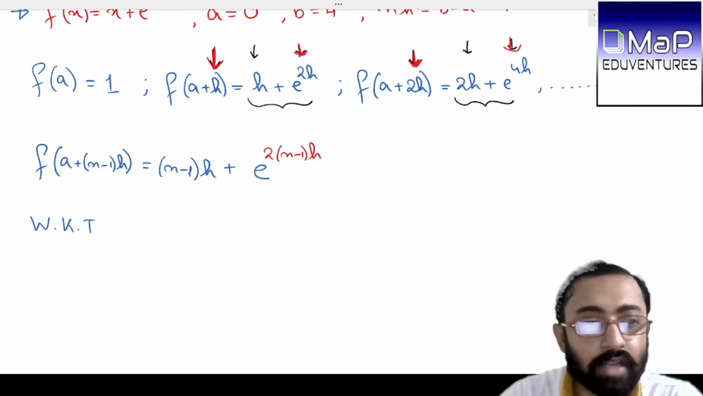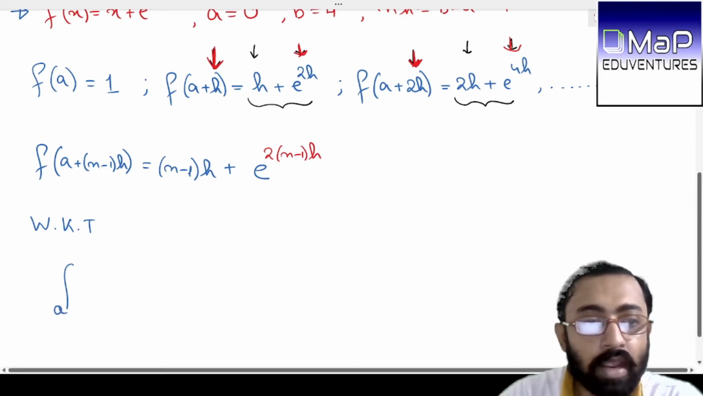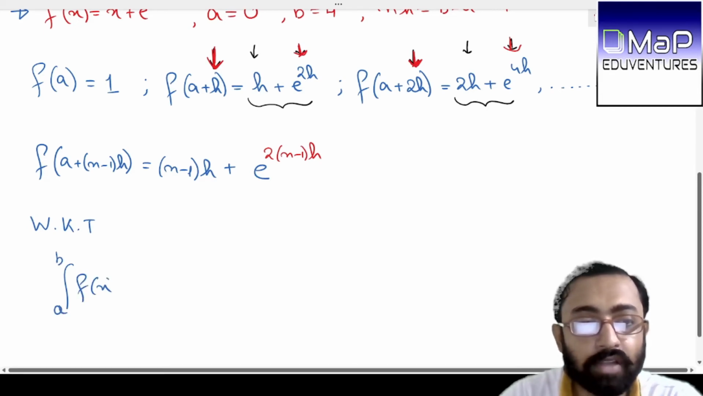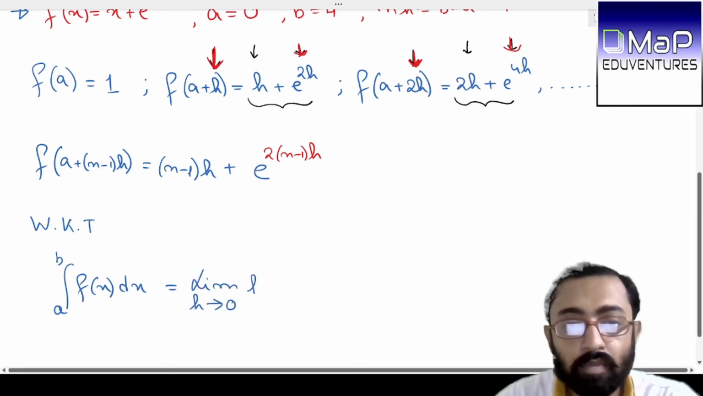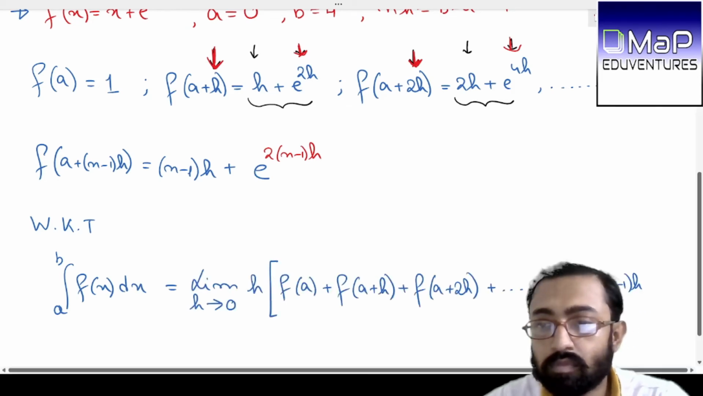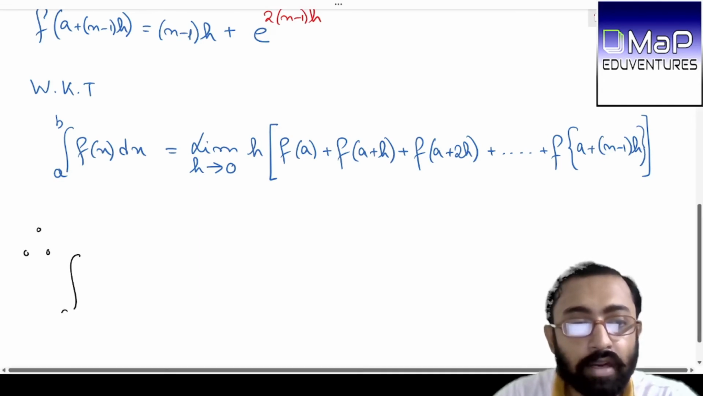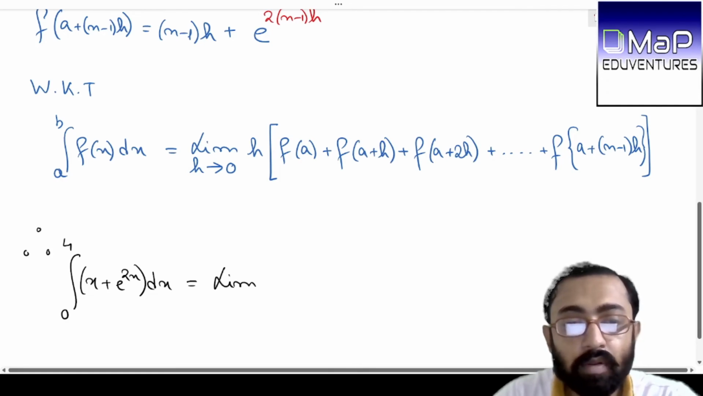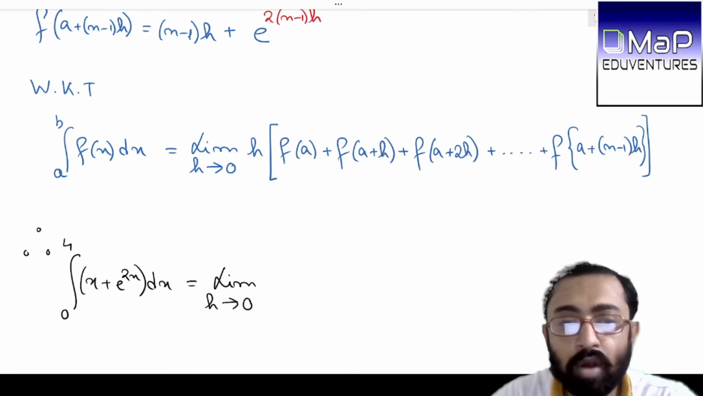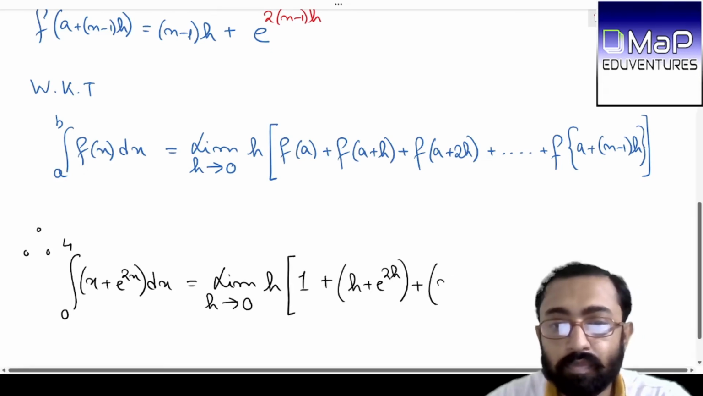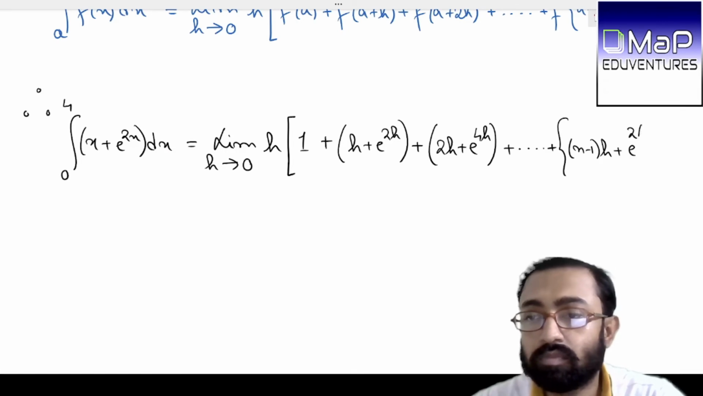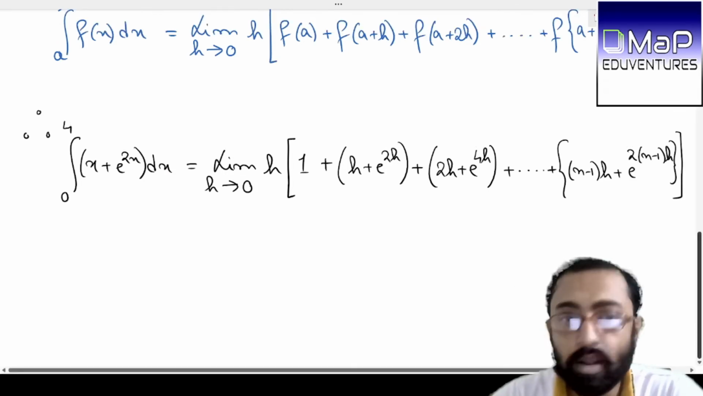Okay, now let me state the formula. We know that integration from a to b f of x dx equals the limit, and now let me write the formula. Okay, so this is our formula. So therefore, integration 0 to 4 of x plus e to the power twice x dx will be how much? Limit h tends to 0 of the sum of all these terms. Okay, so we have written all the terms.